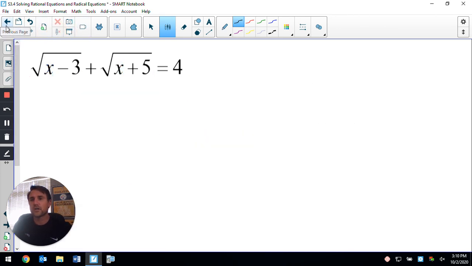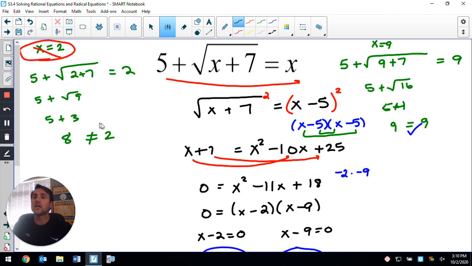You could try to do it algebraically, but it's going to be a lot longer than this other one that we did, okay? Try that at your own risk.